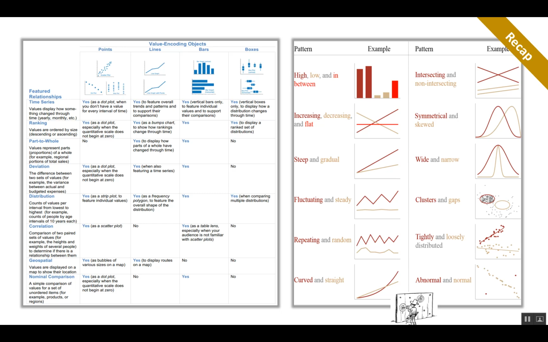Also, the types of patterns we're looking for, Stephen Few shows us these are the types of things that are interesting. So when we're looking at the relationships, these are the aspects of those relationships we're looking for. Things like gaps and clusters, or things that are outliers or abnormal, or we're comparing what's high versus low, what's going up steeply or gradually, those sorts of things.